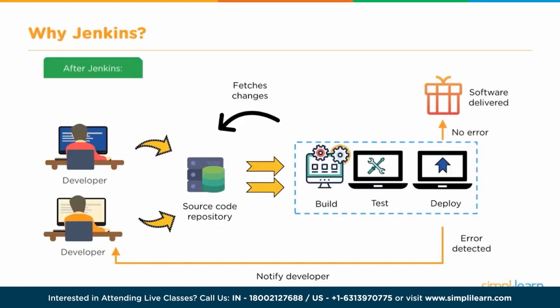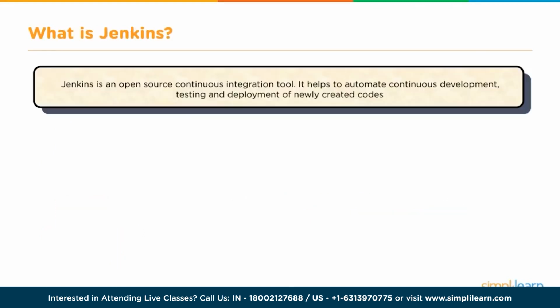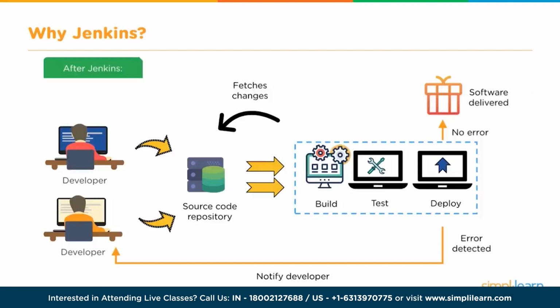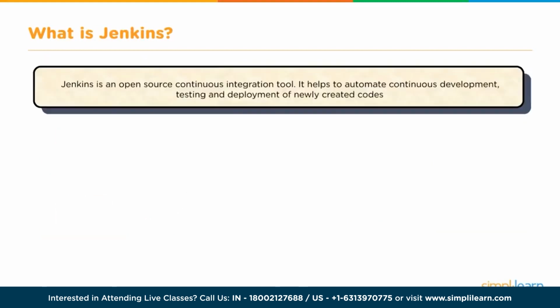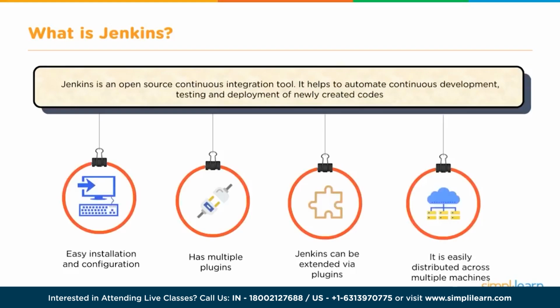After Jenkins, we have the ability to streamline this whole process. The build, test, and deploy happen continuously and are able to notify developers, and the specific developer, of any errors that are detected, speeding up the delivery process much more efficiently. The focus of Jenkins is that it automates a continuous development, testing, and deployment environment. And it's open source. Jenkins is easy to install and configure. It's been around for many years now, and it is very mature.